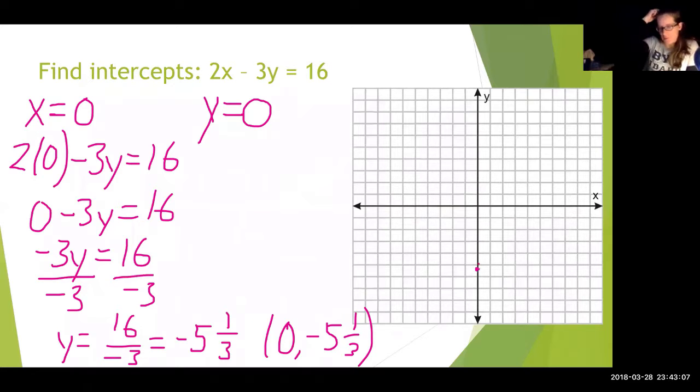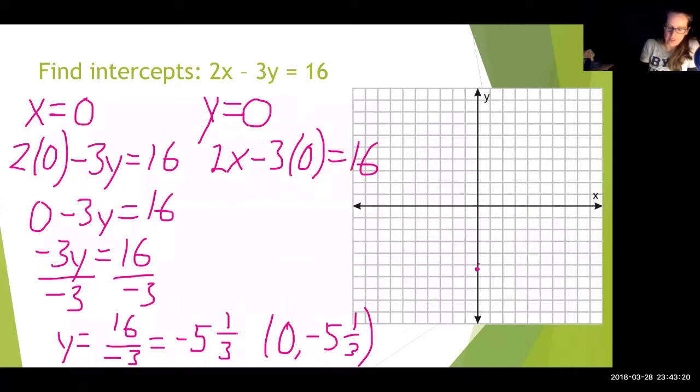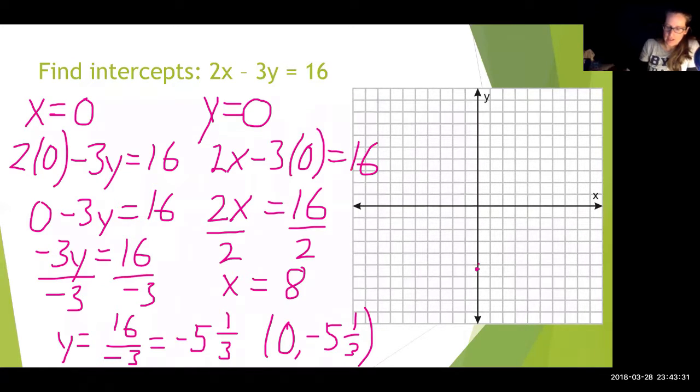All right, so when y is equal to 0, we're going to plug in 0 for y. So 2x minus 3 times 0 is equal to 16. So that's 0. So we're just going to end up with 2x is equal to 16. Divide by 2 on both sides, and we get x is equal to 8. So our intercept is going to be, oops, (8, 0).